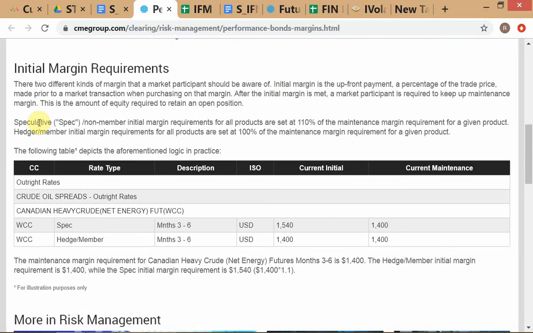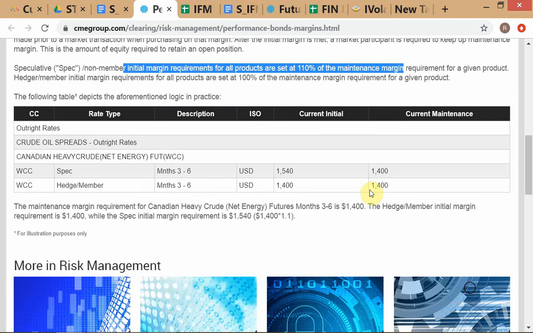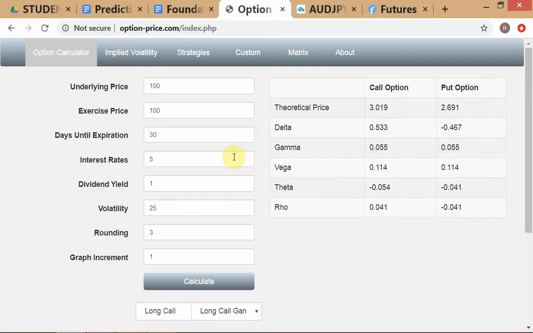All right, so where will you find initial margin here? You're going to be looking at speculative margins, although you're doing a hedging project. Initial margin requirements are 110% of the maintenance margin requirement. Later on we'll have to find out what the maintenance margin requirement is. In this example, they have given you that the maintenance margin requirement is 1,400 here. And so the speculative initial margin is 110% of 1,400, which is 1,540. So for every contract, you have to figure out IM and MM.